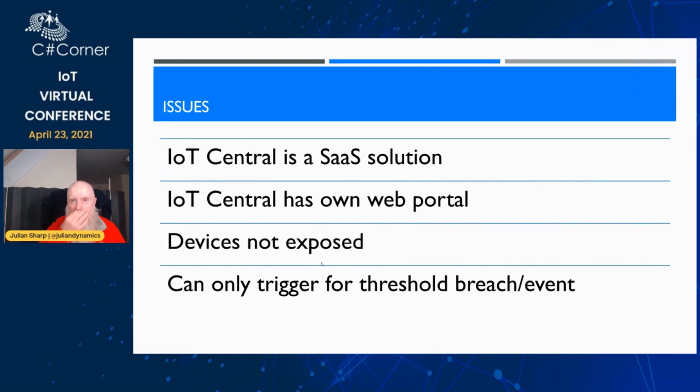But when I came to do it in my solution, I had an issue. Because it's a SaaS solution, but I wanted to run a Power App off it. I can't query its database because it has its own web portal. And although I could get the telemetry out, I couldn't get the devices. I needed the ability to actually get the device name out, the details of the device. It put out the telemetry, some basic details, but didn't give me that ability.